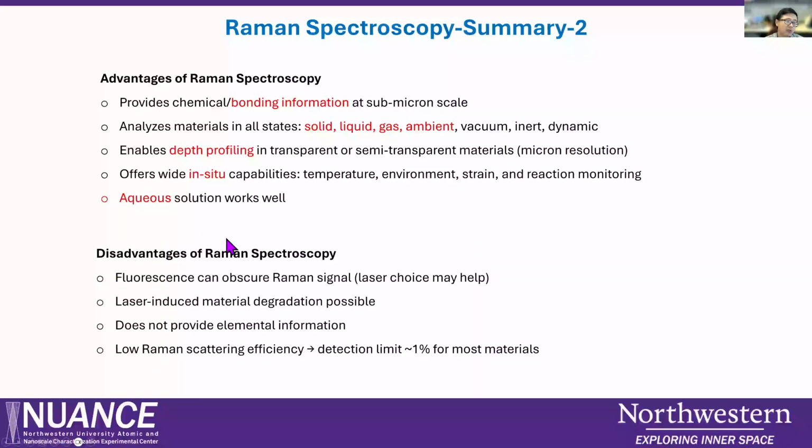The disadvantage of Raman is that the laser is very strong and can cause fluorescence, which can affect your Raman spectrum. The laser can also induce material degradation and can burn your material. Also, it cannot provide elemental information, it only provides chemical bond frequency information. And the efficiency is not as high as XPS, which has a low detection limit, and the concentration needed is relatively high.